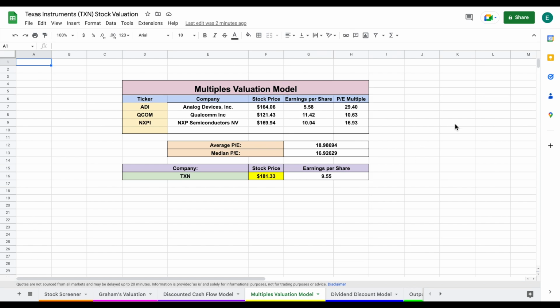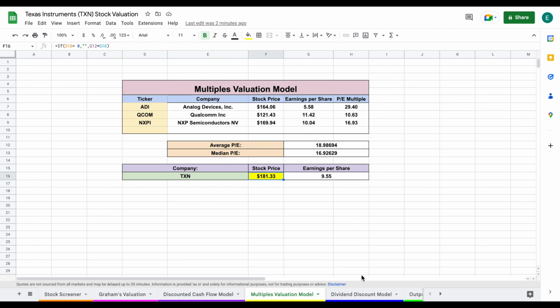The idea behind this valuation is we should be able to value a company based on how the market is valuing companies that are similar in structure. So you can see the comparable companies that we're using here. We're taking their stock price, dividing by the earnings per share to get their price to earnings multiple. We then take the average price to earnings multiple for these companies, multiply it by Texas Instruments earnings per share to come to an intrinsic value of $181 per share, which is pretty close to that current trading price.